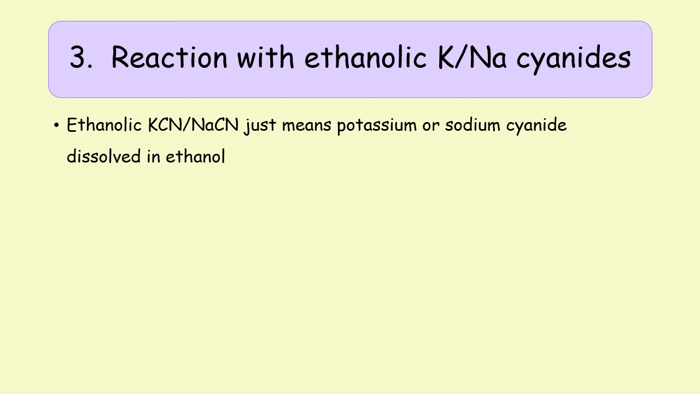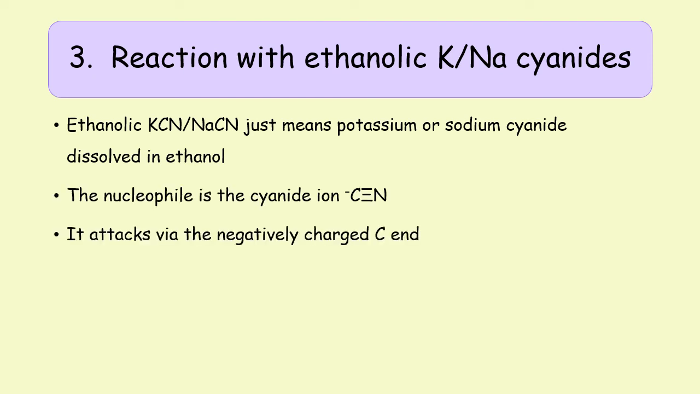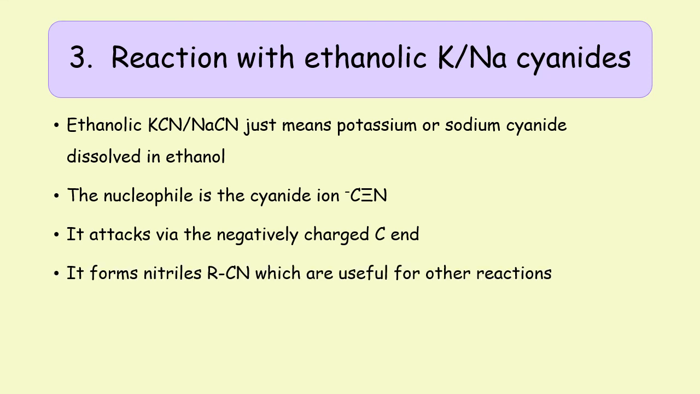The final type of substitution reaction is reacting haloalkanes with cyanides. So cyanides must be dissolved in ethanol for this reaction to work. And so ethanolic cyanides means they've been dissolved in ethanol, and it doesn't matter if it's potassium or sodium. Cyanide is C triple bond N. So what happens is that the cyanide ion always attacks through the carbon side, not through the nitrogen side. So you'll be adding on a CN group, not an NC group.